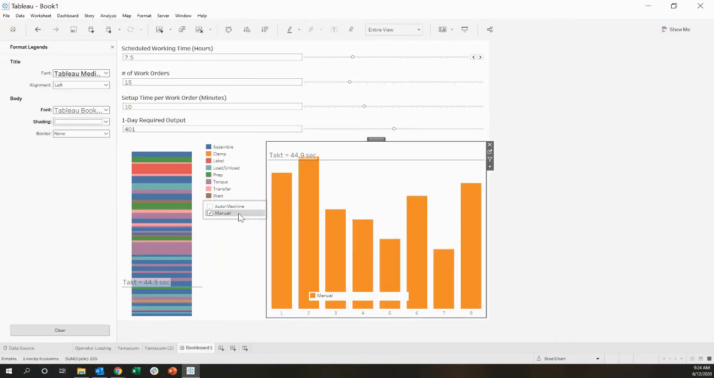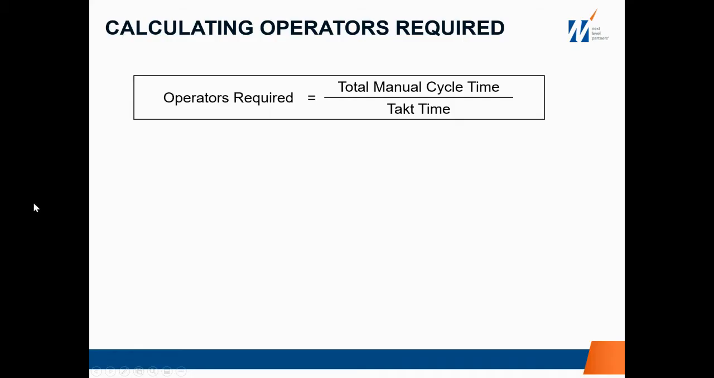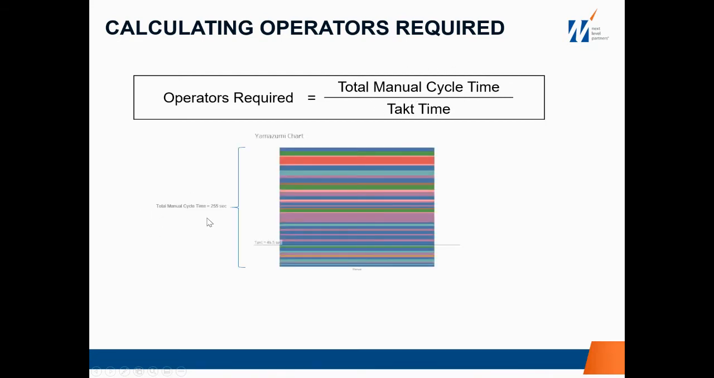Great. And now ready for the finishing touch, which is to calculate the number of operators required from our Yamazumi chart and add that to our dashboard. To calculate our operators required for this process, we need to get the sum total of all of our manual cycle times and divide that by our takt time.